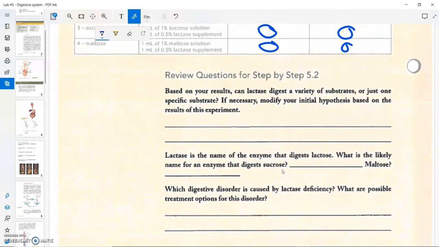So, lactase, can it digest variety of substrates? No, it can just one specific substrate. Lactase is the name of the enzyme that digests lactose. What's the name for the enzyme that digests sucrose? Sucrase. And maltose, maltase. Again, A-S-E. And lactase deficiency is lactose intolerance. In treatment options, people just take enzyme supplements.